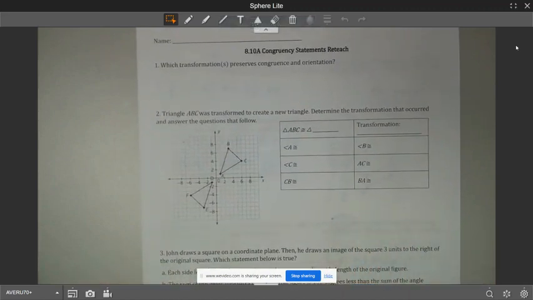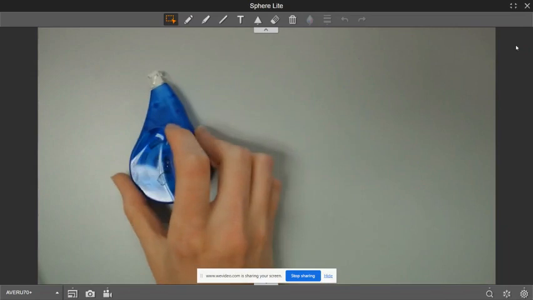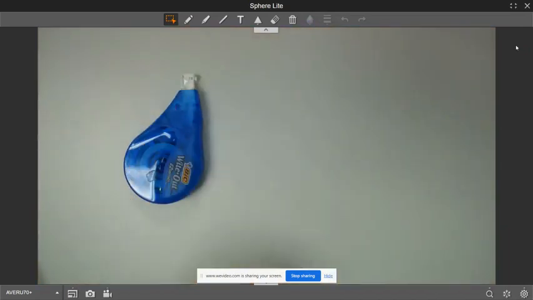All right, let's go ahead and talk about 8.10A congruent statements reteach, which transformations preserve congruence and orientation. Okay, so preserving congruence and orientation. Here is our object, and the table is our coordinate plane. So let's practice this and see which one does.